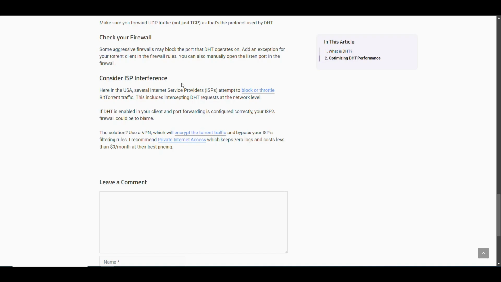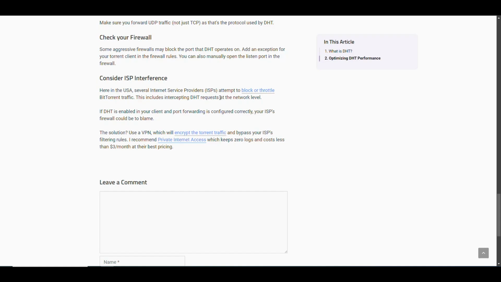If you're torrenting and you're not using, for example, a VPN, then your internet service provider can see what your traffic is. They can see that you're sharing torrents, and they might decide to even block or throttle your traffic. Blocking means they don't allow you to use that at all, and throttling means they might say, okay, you're only going to download 1 kilobyte per second in this type of traffic.